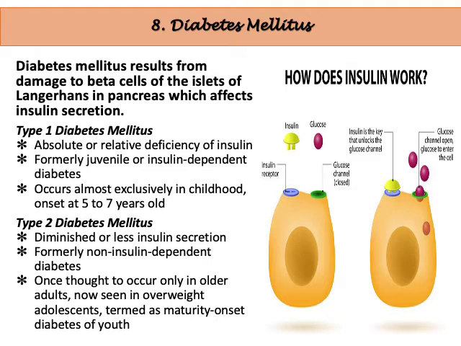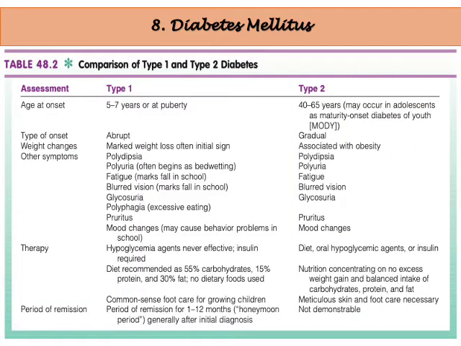It also occurs almost exclusively in children, with onset at 5 to 7 years old, while type 2 diabetes has diminished or less insulin secretion from the pancreas. It's formerly called non-insulin dependent diabetes mellitus and was once thought to occur only in older adults, but now it is seen in overweight adolescents, termed as maturity onset diabetes of youth. Table 48.2 shows the comparison between type 1 and type 2 diabetes.